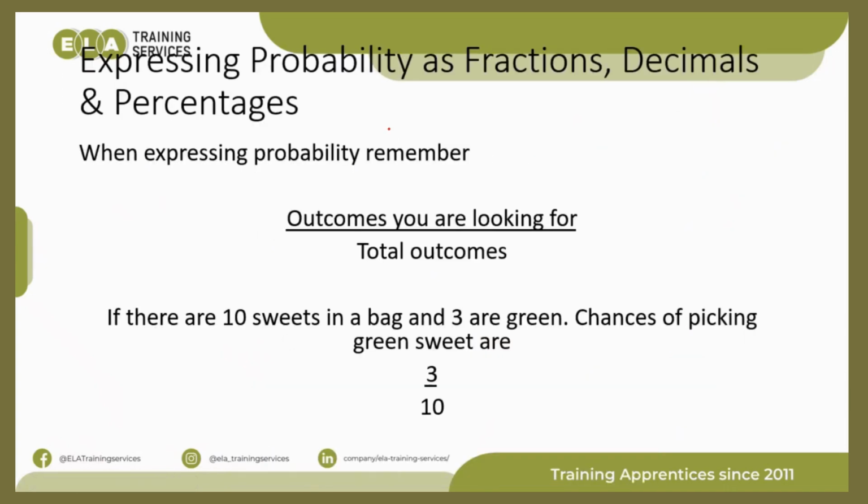Okay, what we're now going to have a look at is expressing probability as fractions, decimals, and percentages. So when expressing probability, remember the top number is the outcomes that you're looking for, and your bottom number is the total amount of outcomes. So if there are 10 sweets in a bag and 3 are green, the chances of picking a green sweet are 3 out of 10, because that's what you're looking for in your question. And then this is the total. Always your bigger number is going to be at the bottom with probability.